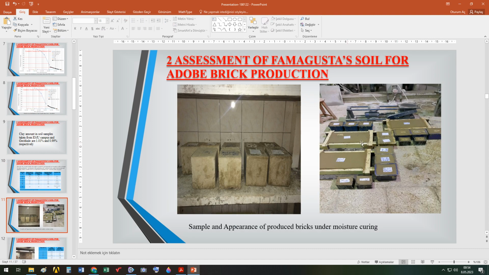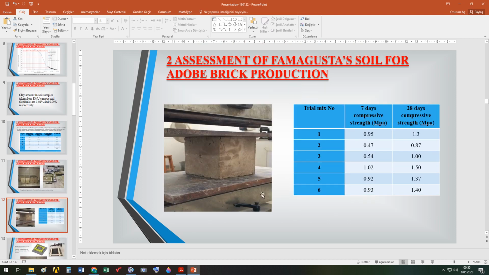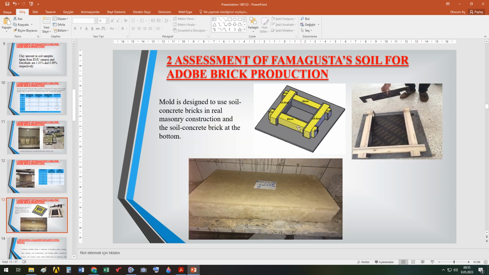These are the molds, our molds. This mold is created by ourselves. These are the soil concrete bricks under moisture curing. And under compressive load, the 7-day and 28-day compressive strengths of the adobe bricks are given here. This is the mold designed by myself and by my students.